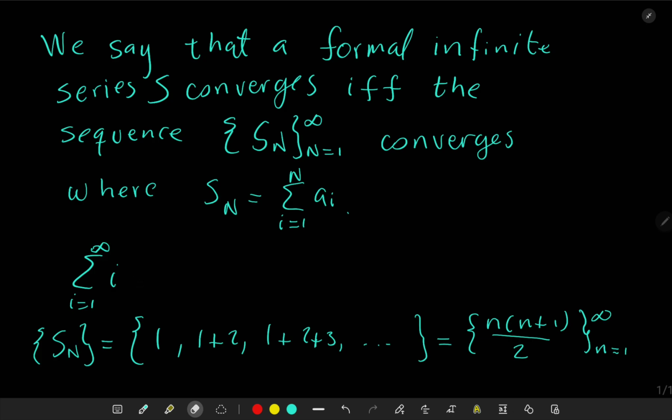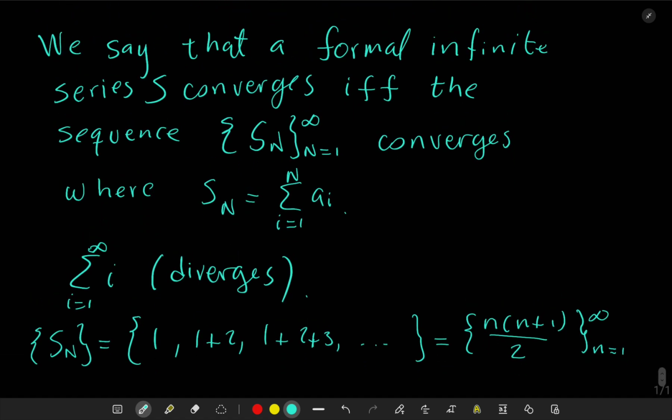So I should add something to my definition. If the series does not converge, we say the series diverges. So this one right here, because the limit does not exist, we say that this diverges. All right, so let's take a look at one that actually converges. We're going to do a typical example of one that converges. This is going to be the case of a telescoping series.